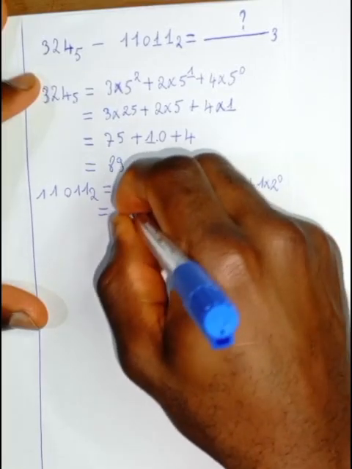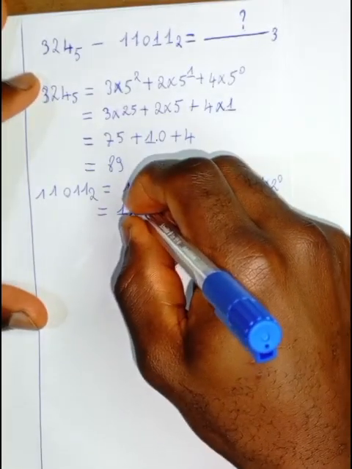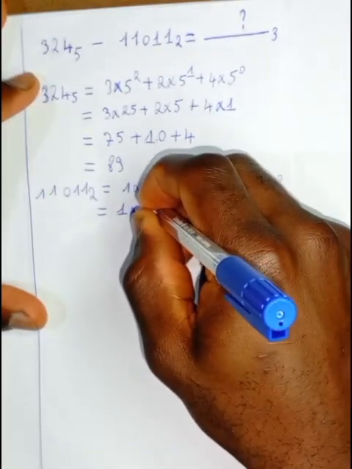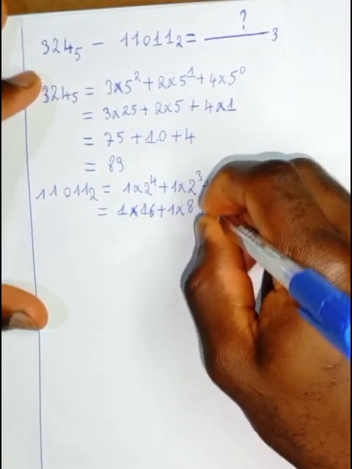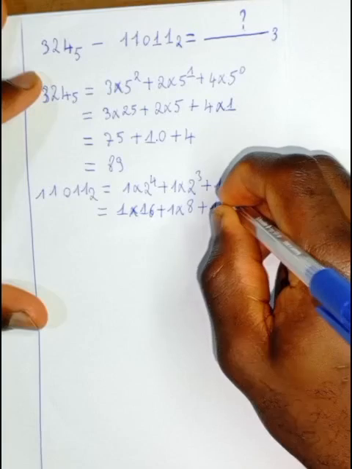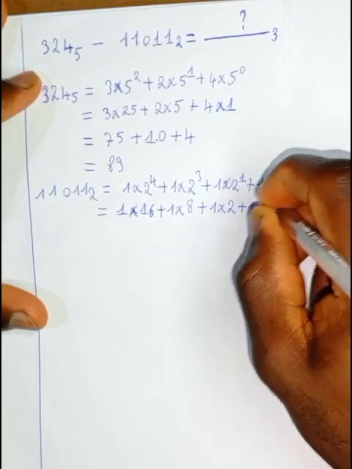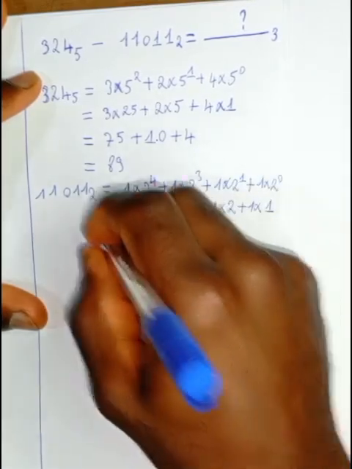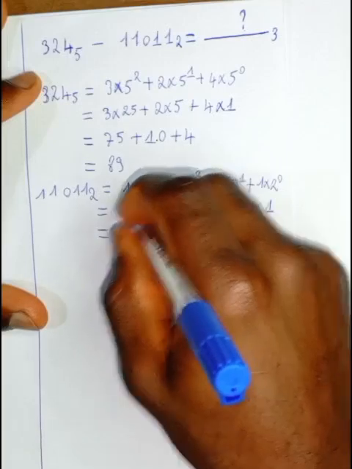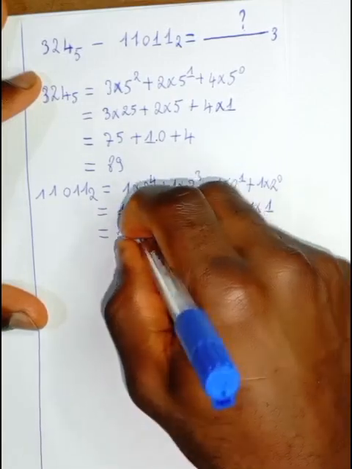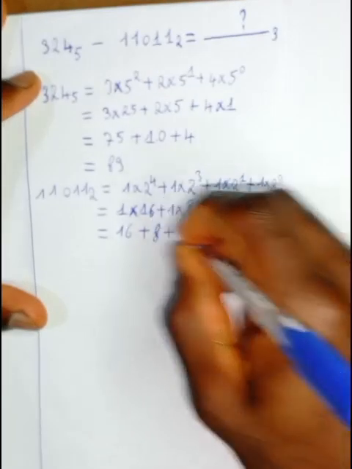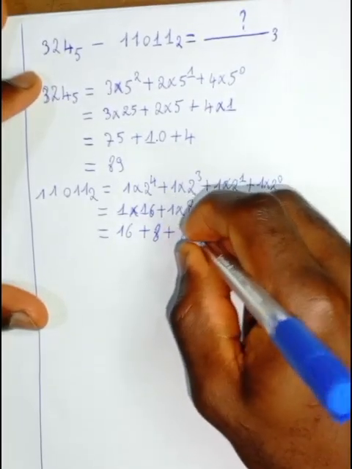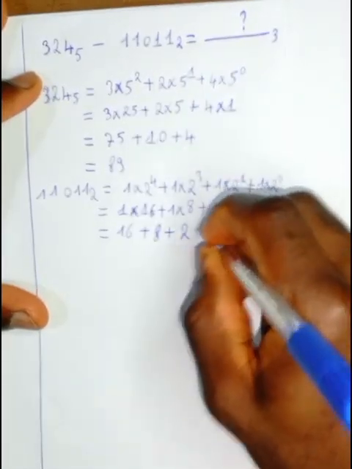This will give us 1 times 2 raised to the power 4 is 16 plus 1 times 2 raised to the power 3 is 8 plus 1 times 2 raised to the power 1 is 2 plus 1 times 2 raised to the power 0 is 1. This will give us 1 times 16 which is 16 plus 1 times 8 is 8 plus 1 times 2 is 2 plus 1 times 1 is 1.